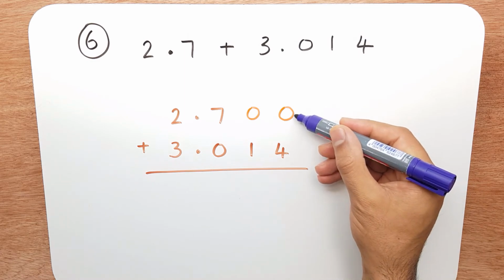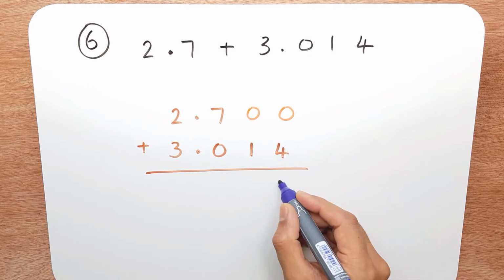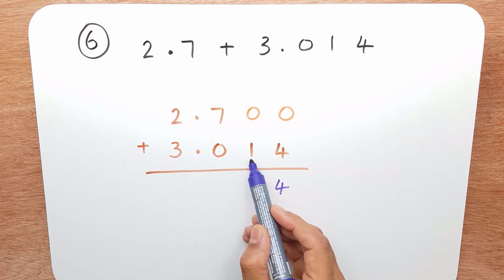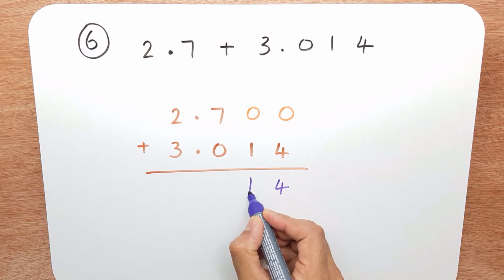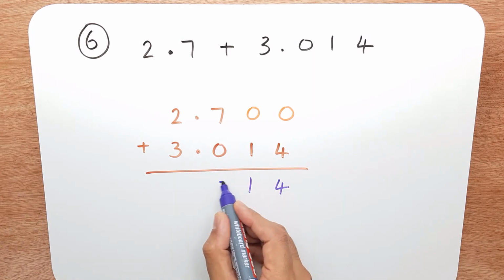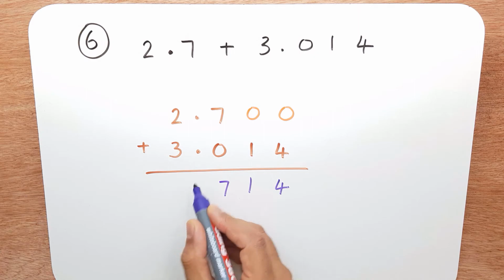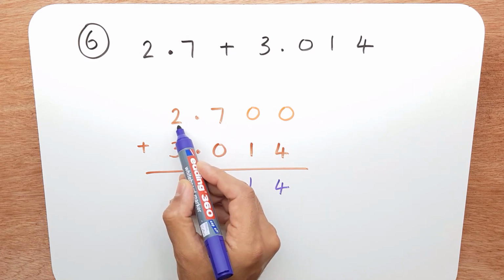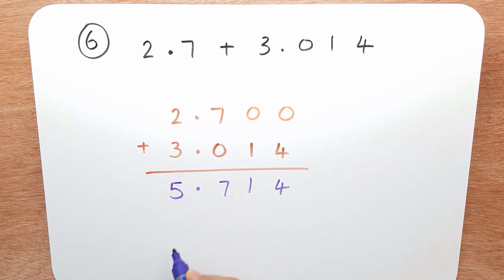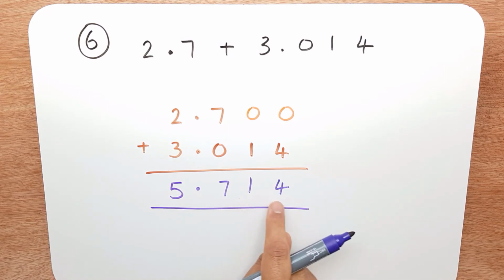So let's start with this. 0, add 4 is 4. 0, add 1 is 1. 7, add 0 is 7. Now we have to bring this decimal point down very carefully and line it up so it's in a straight line. And finally 2, add 3, which is 5. So our number is 5.714.